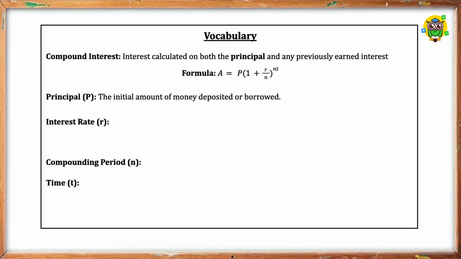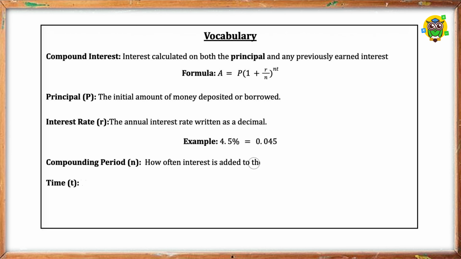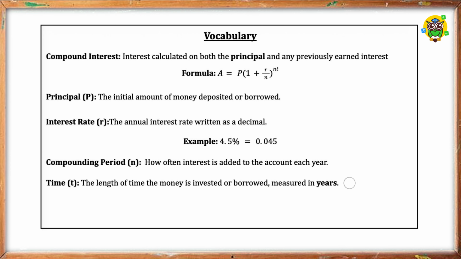Interest rate, our r value, the annual interest rate written as a decimal. Example, 4.5% is equal to 0.045. Compounding period, our n value, how often interest is added to the account each year. Time, our t value, the length of time the money is invested or borrowed, measured in years.